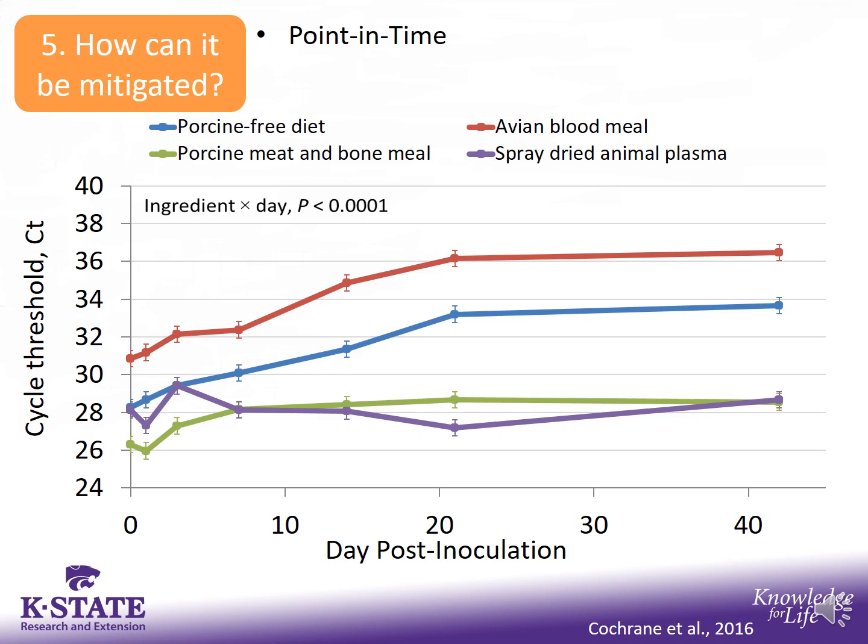I also want to bring your attention to the same diet and slide set that we had previously demonstrated. In this case, we are looking at the inclusion of porcine epidemic diarrhea virus to a porcine-free diet, or porcine-based ingredients from meat and bone meal, spray-dried porcine plasma, or avian blood meal. Certainly, the porcine-free diet and avian blood meal demonstrated that over time the quantity of detectable virus was reduced, but in the porcine-based ingredients, we had a pretty stable level of detectable virus.